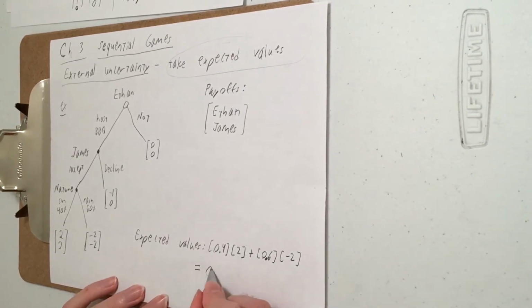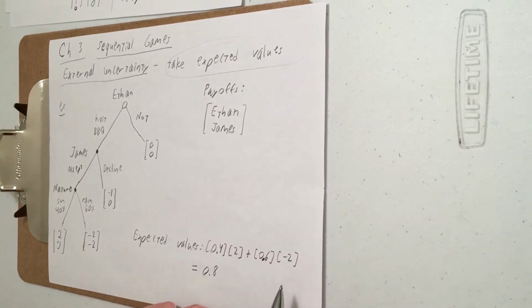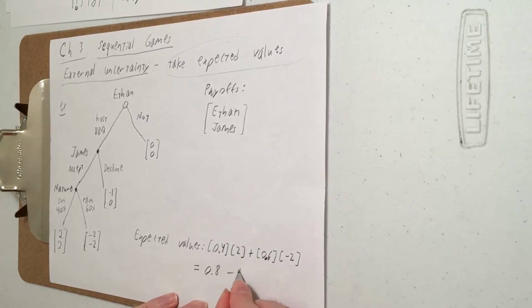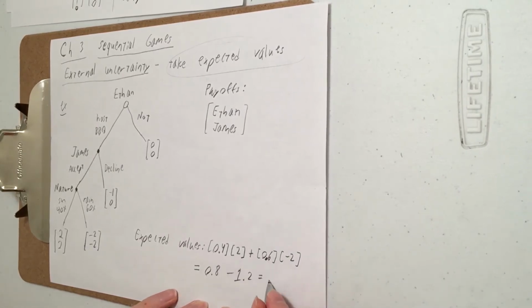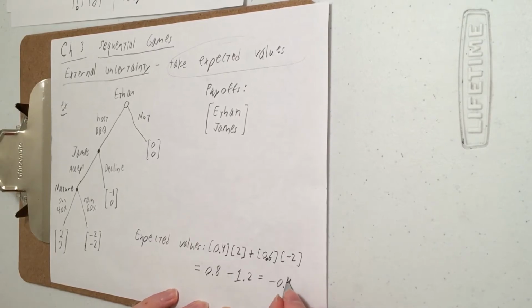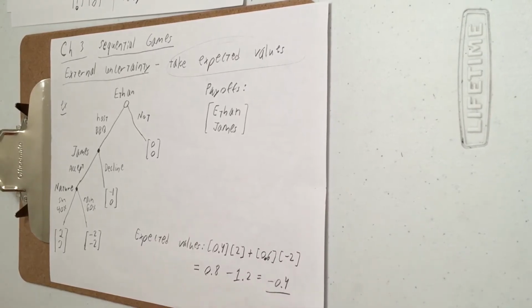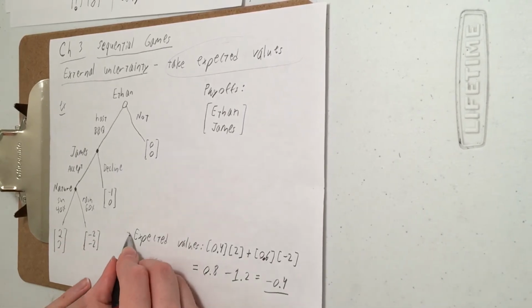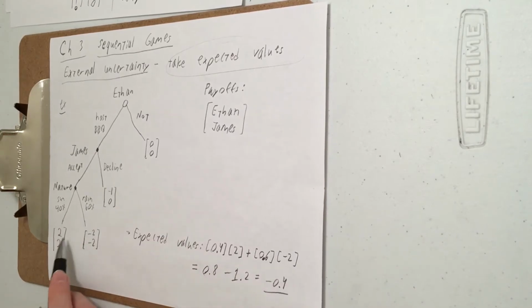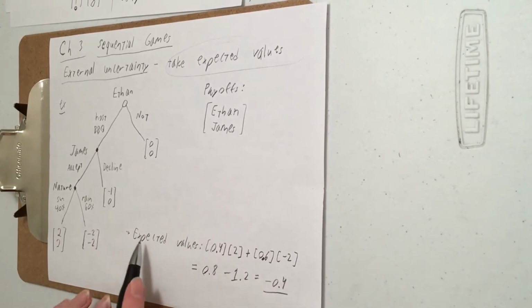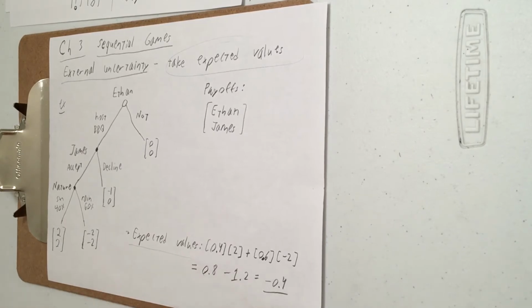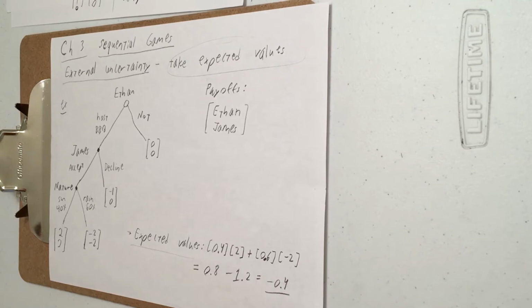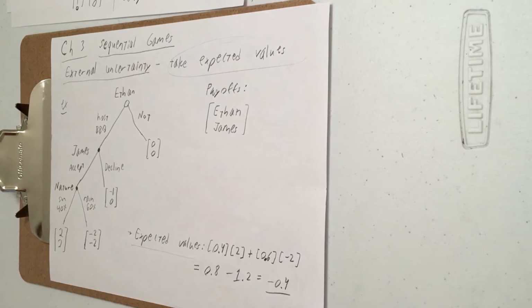So 2 times 0.4 is going to be 0.8. 0.6 times -2 is going to be -1.2. That works out to -0.4. Now, in this case, the payoffs are the same for both players over here, so I had to do the calculation only once. If James and Ethan had different payoffs for the same outcome, then I would have had to do a separate calculation for each one of them. I would have had to find James's expected value and then also find Ethan's expected value. But here, they're the same, so I only do it once.